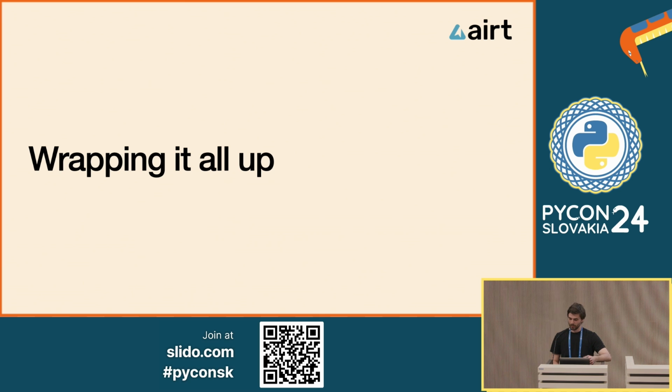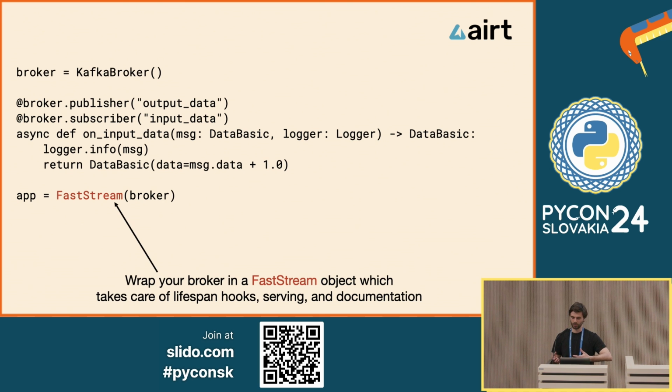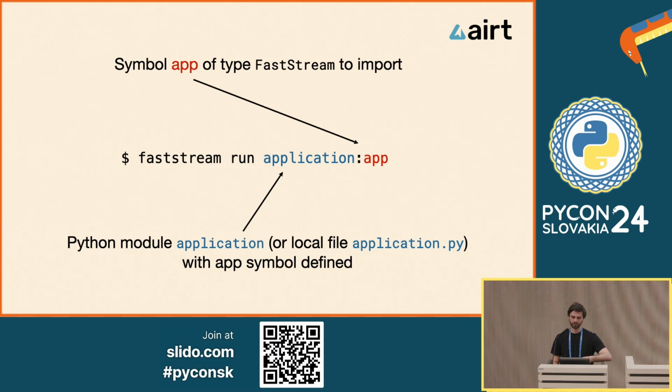So wrapping it all up, to serve your broker, you need to wrap it up into a FastStream object. This object takes care of all the lifespan hooks, serving, and also the documentation. And to serve this object, in your CLI, you need to run FastStream run, pass in the module or directly the local file application, and the symbol of the app that has a type of FastStream that you want to run. It will parse your Python files and import the application and run it through Python.